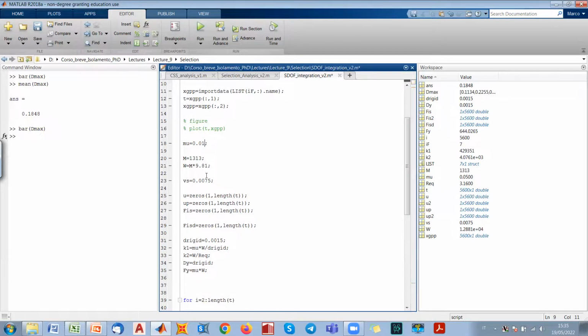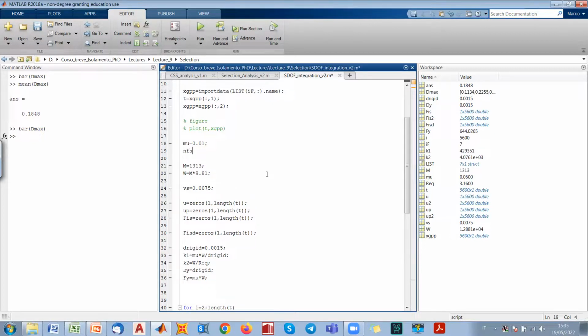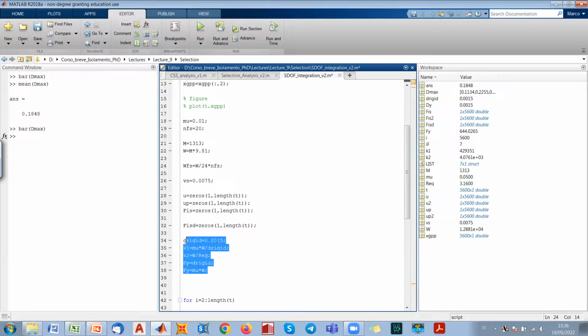Then we consider just 1% for the flat slider. Then we have the mass, the weight. We have actually the number of flat sliders equal to 20. So the W value for the flat sliders is equal to the W divided by 24 times the number of flat sliders. So this is just an average value for the applied vertical force to all the flat sliders, and then we have to modify these.